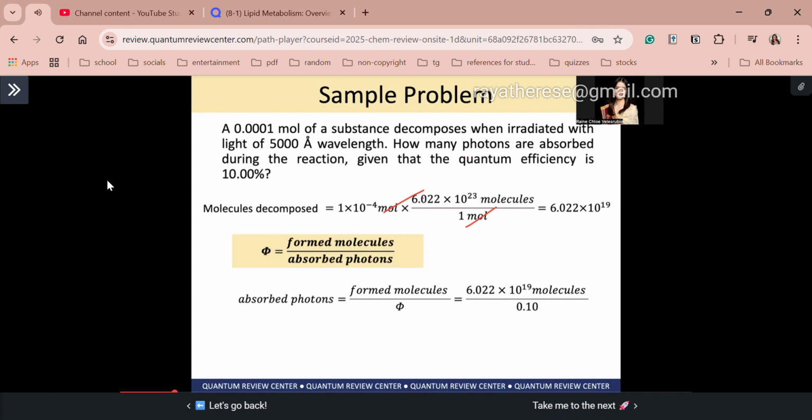Okay, I hope that's clear, guys. So solving, we get the absorbed photons is 6.022 times 10 to the power of 20 photons. Okay, that's how you solve. So again, kindly correct this on page P62.